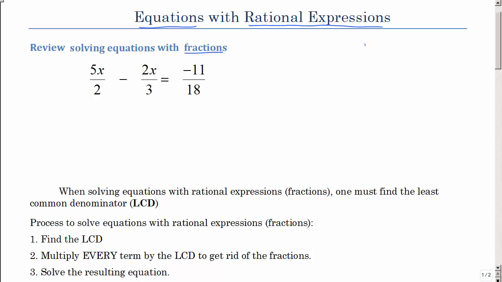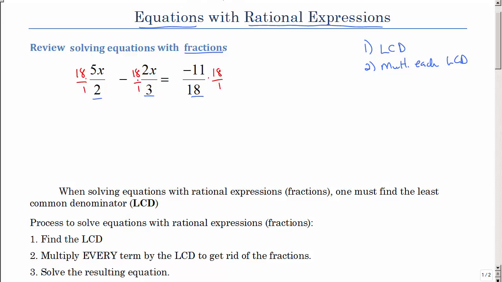Well, I taught you to find the LCD, and I asked you to multiply each term by the LCD to get rid of the fractions. Let's see if we can remember that. So between 2, 3, and 18, remember we're looking for that least common multiple. The smallest number that they all divide into is 18. So we multiplied this one by 18, this one by 18, and yes, that by 18.